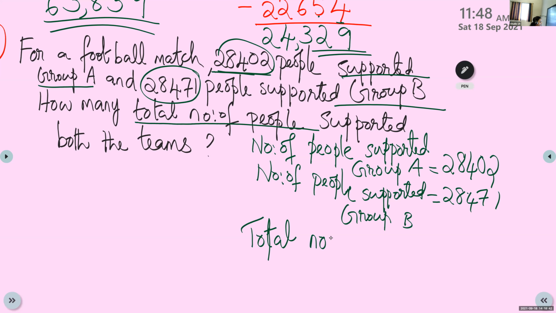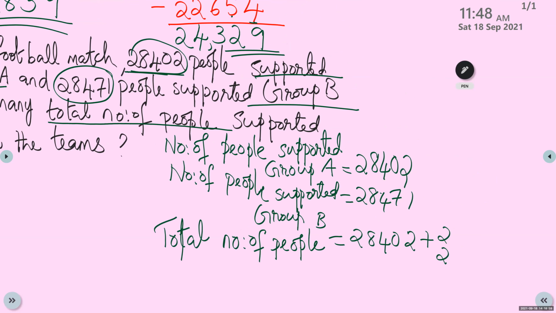So we can write total number of people. I'm writing only total number of people. If you want to write total number of people supported both the teams, okay. So what you have to do here? 28,402 plus 28,471. Find out the answer. Ma'am, I got the answer. 28,402 plus 28,471 people.